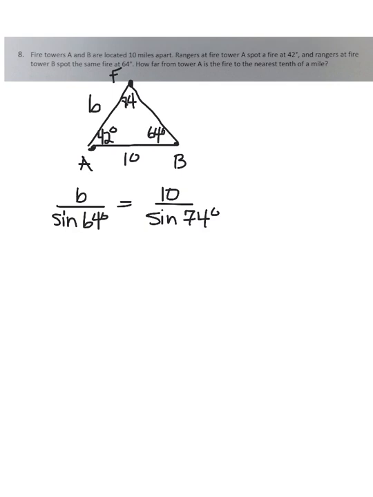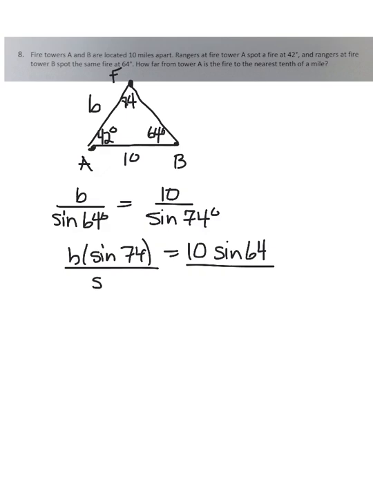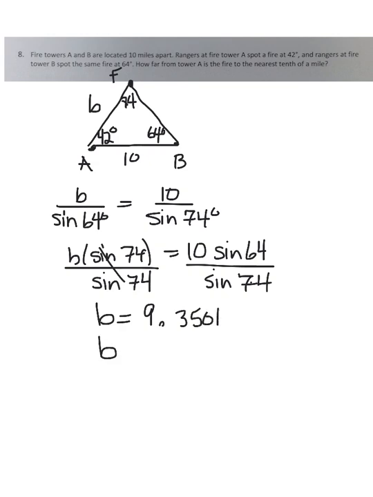Cross multiply. So we've got B times the sine of 74 equals 10 times the sine of 64. Then we're going to divide both sides so that we can get B by itself. Remember again, as I said before, your calculator has to be in degree mode. Then we just throw all that into our calculator. Make sure you use alpha y equals, and you will get 9.3501. We want to round this to the nearest 1/10, so that is going to be 9.4 miles.